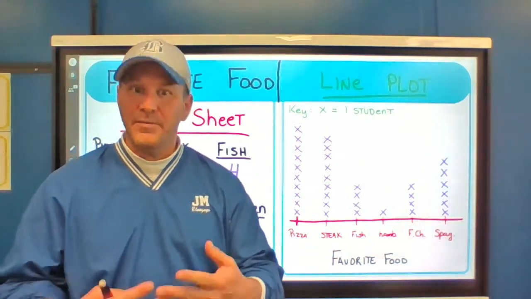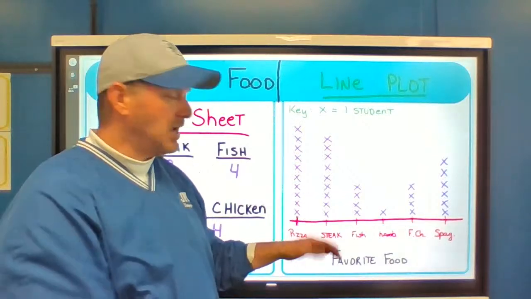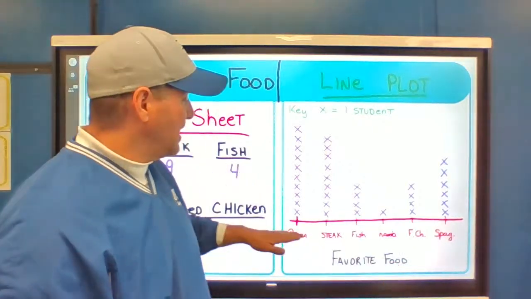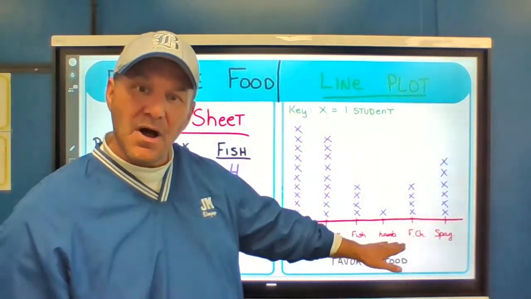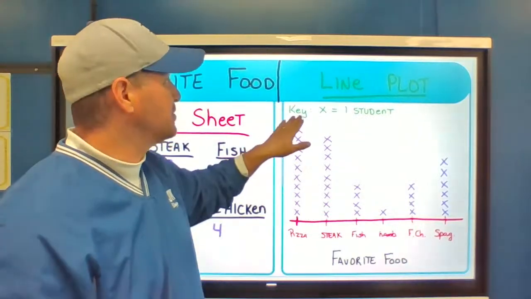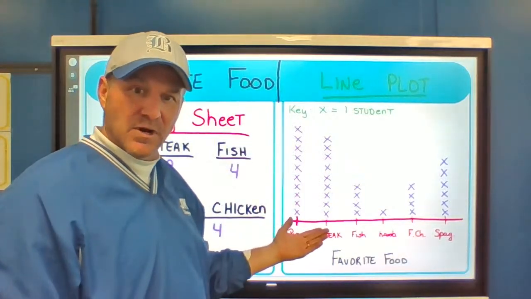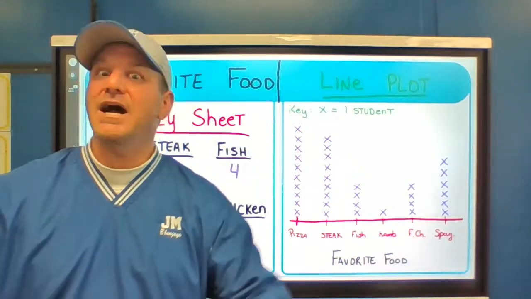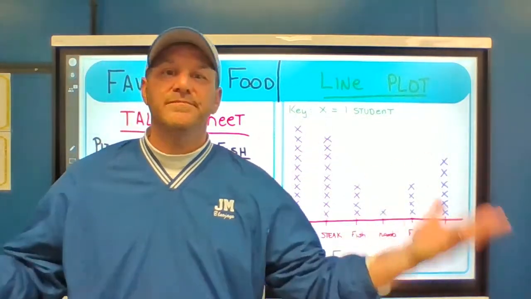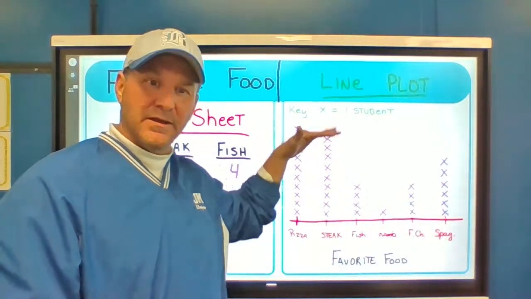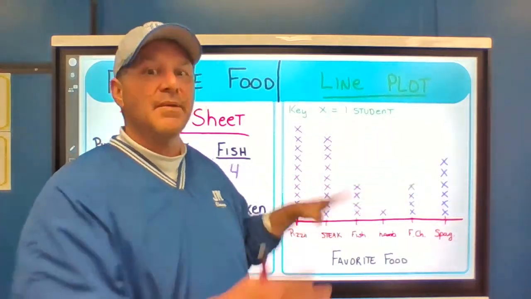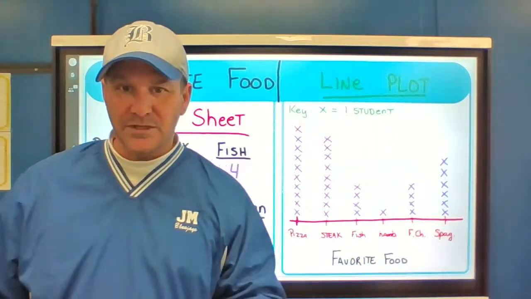At some point, hopefully, I'll be able to make you do your own line plots, but you've got to make sure that you have a title that tells you what we're talking about. All your categories are listed on the bottom. Must have your key that tells you how many students chose what. So for every X is one student. Your key could change. If we had 100 kids, I may say that each X equals 5 kids. And then you would know that by looking at your line plot. You'd have fewer X's, but that would mean each X is worth more. But in this case, each X equals one student, okay?